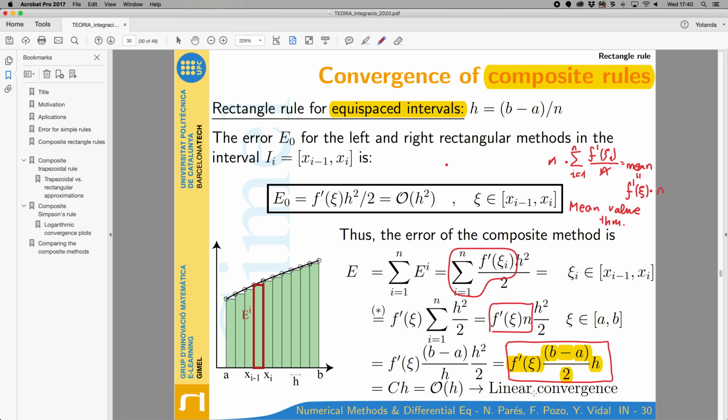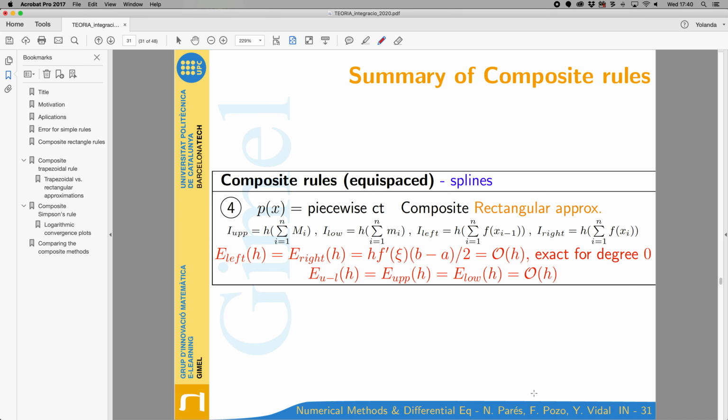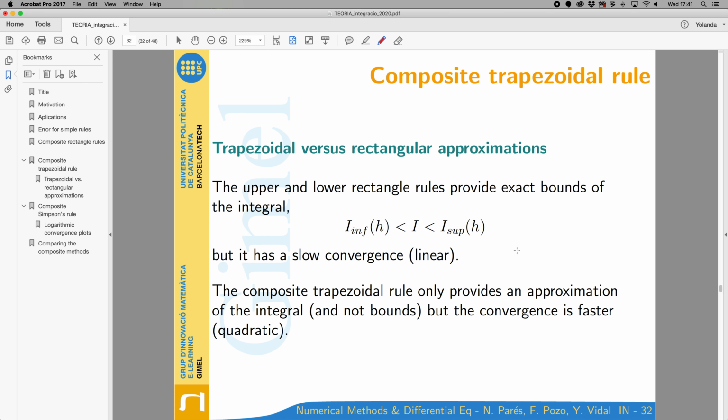So as we saw in other topics, linear convergence, we always say this is slow. We could really try to improve that, and that's what we will try with the next method. Now, I will just summarize what we did up to here. We covered the composite rectangle rule, we saw the formulas to approximate the integrals, and we saw the expression for the error. And we saw that it is a linear method. Now, we would like to see the trapezoidal method, the trapezoidal rule, as we would like to improve this slow convergence of the rectangle rule.